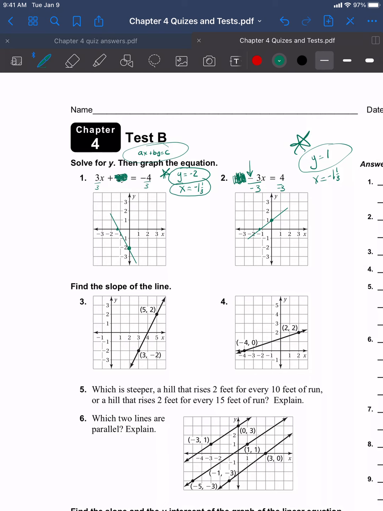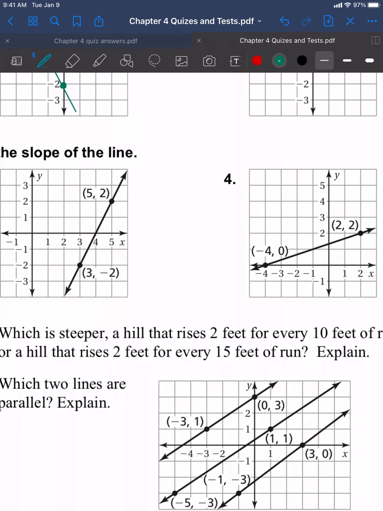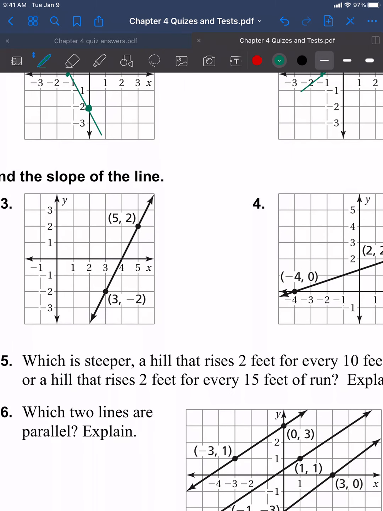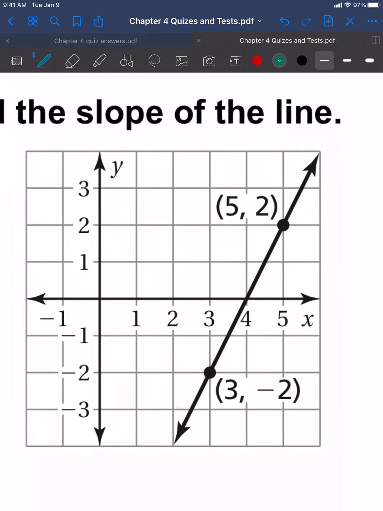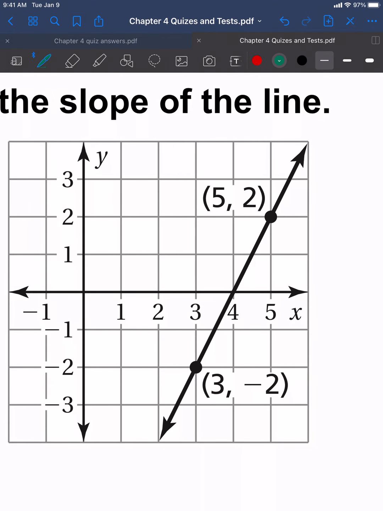Okay, 3 and 4 say find the slope. Slope is super easy to find, right? All you do is you go from one point to the other and count how many you rise over you run. Now, look at number 3. Up 1 over 1. Or up 2 over 1.